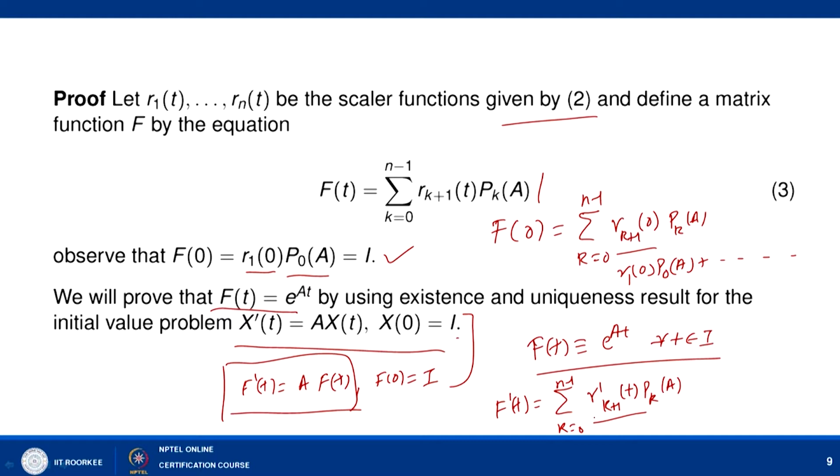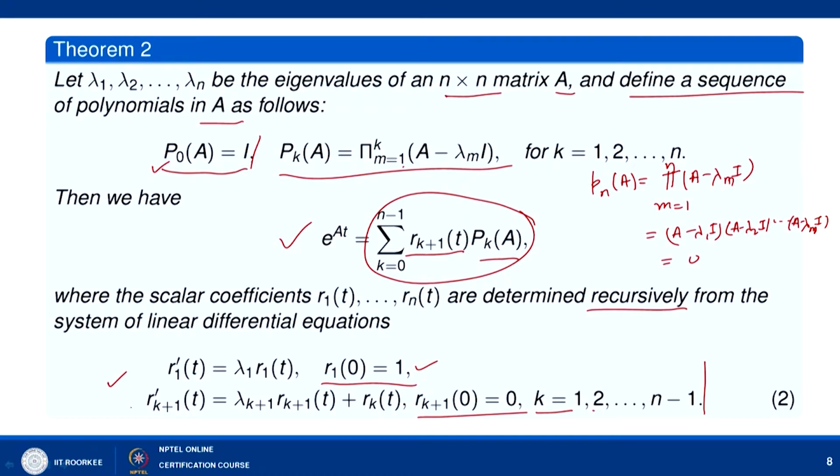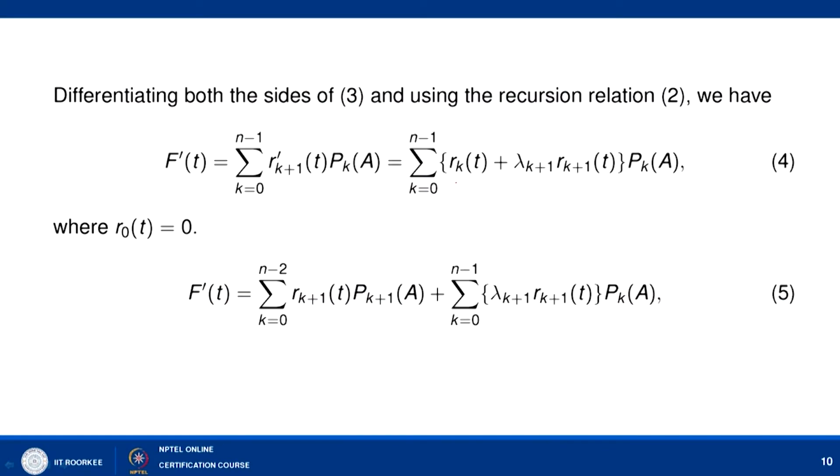So k equal to 0 means r 1 dash t. So let me use here r dash k plus 1 t is equal to the following thing. Let me write it here, and we can say that it is lambda k plus 1 r k plus 1 t plus r k t, that is the expression for r dash k plus 1 t, and that is p k that we are just putting.